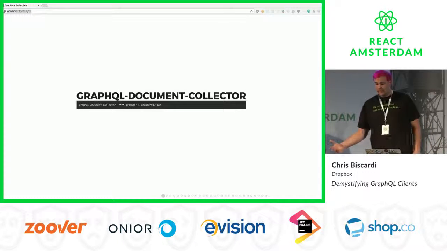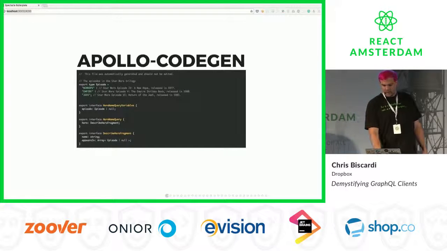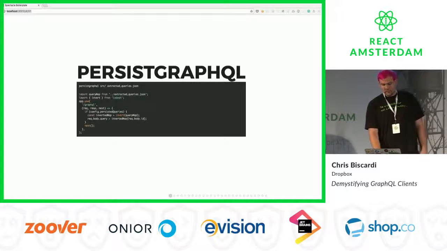There's GraphQL document collector, which can load all of the GraphQL queries, mutations, and subscriptions into a single location JSON file. And this is used in combination with Apollo CodeGen to get TypeScript types for all of your queries when you import them. Apollo CodeGen is what I just described. It will generate a file that looks like this if you're using TypeScript, to make sure that you are correctly typing the responses to your queries.